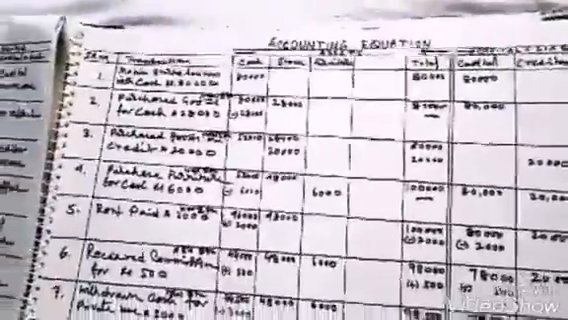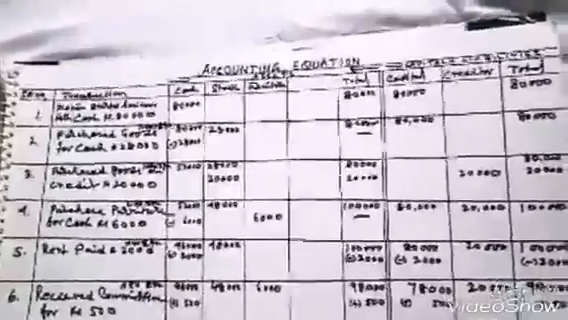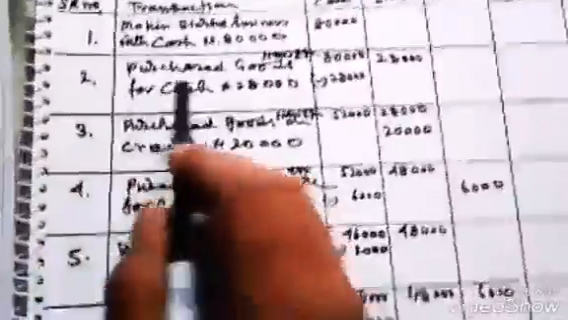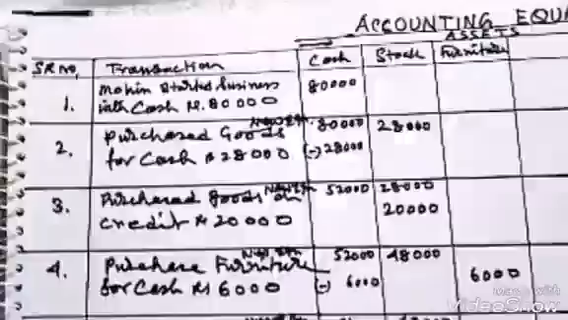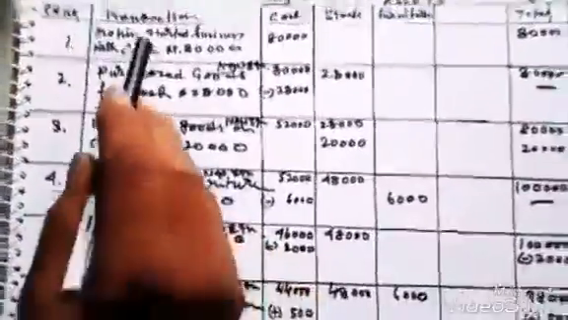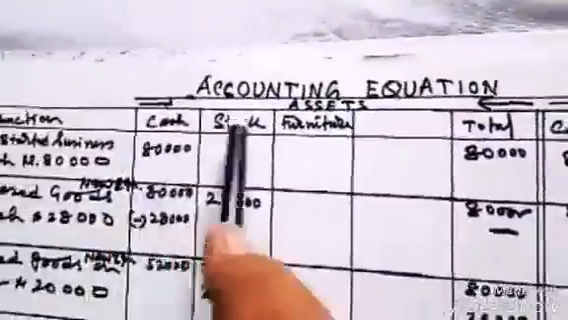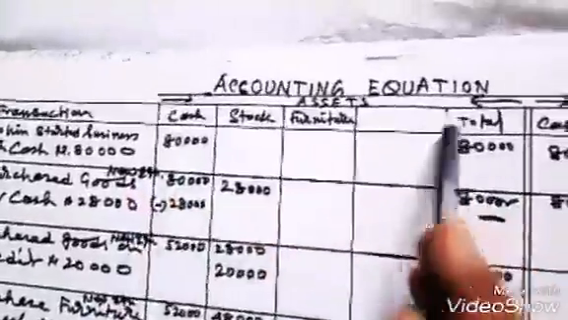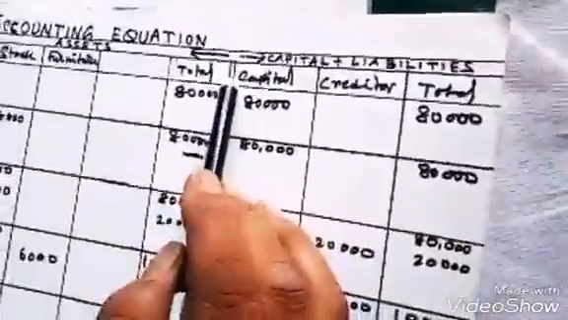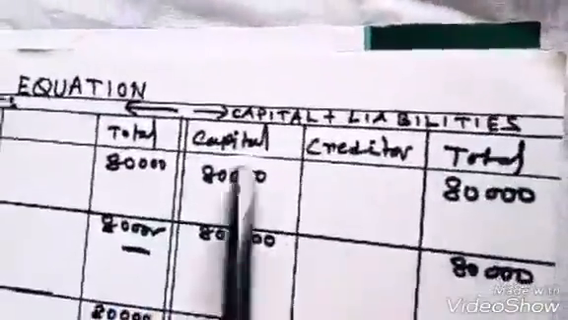Now we'll draw the accounting equation. The accounting equation, the format is that on the left hand side either the date or the serial number, then a broad column that is transactions, and then see there are two parts. On the left part it is asset, and on the right part it is capital plus liabilities.